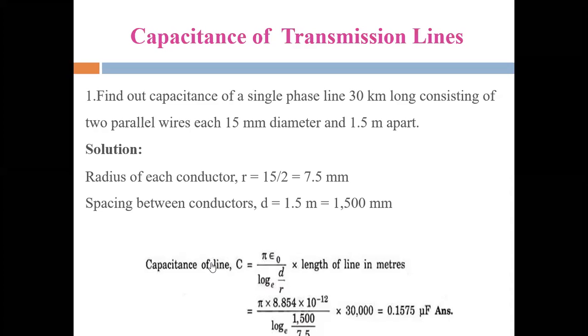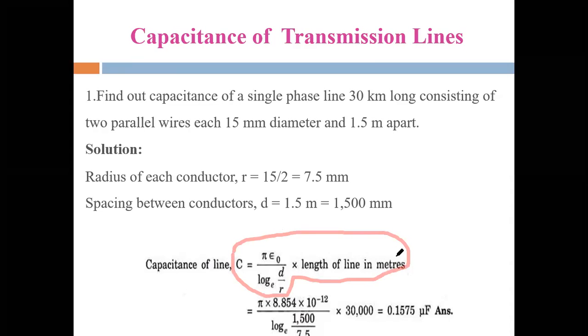For a single-phase overhead transmission line with two parallel conductors, the formula for the capacitance is C equals pi epsilon naught divided by log of D by R, into the length of the line. This is the capacitance of a line in the case of a single-phase overhead transmission line when the two conductors are connected in parallel.